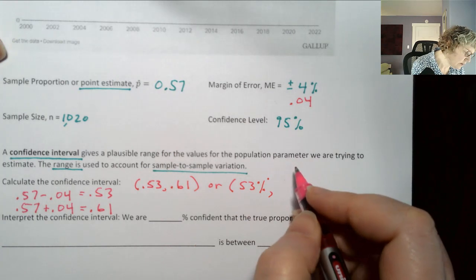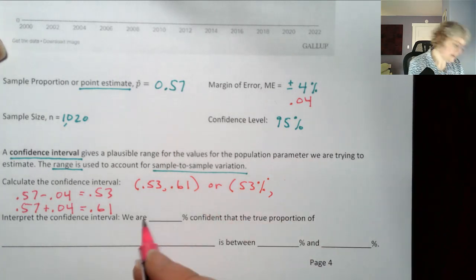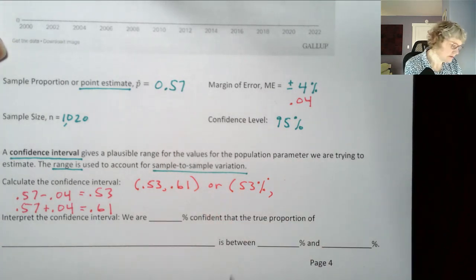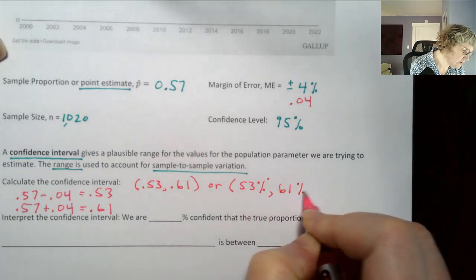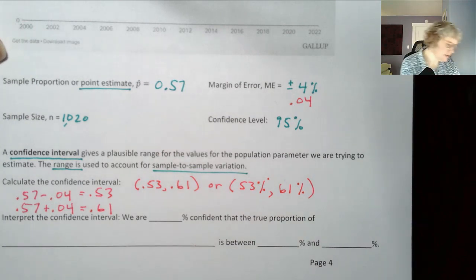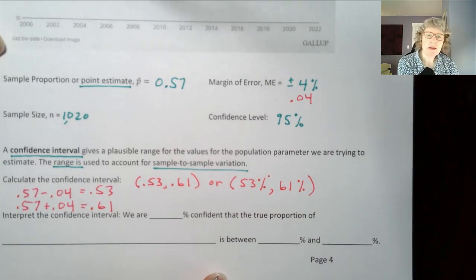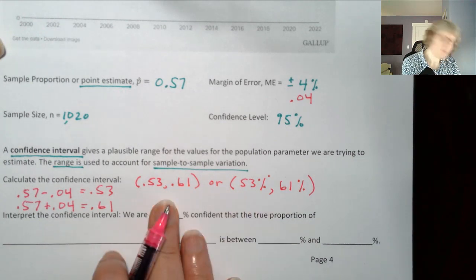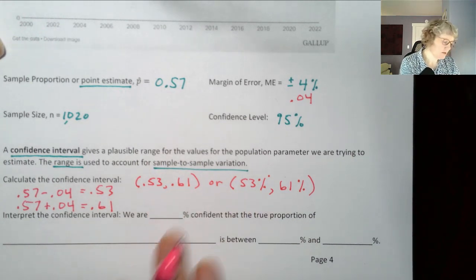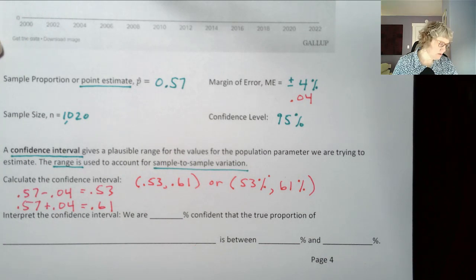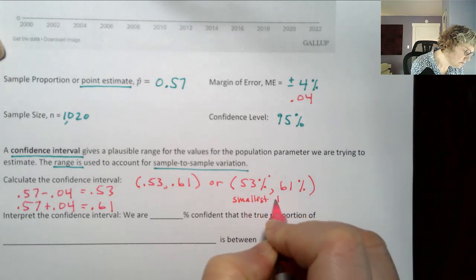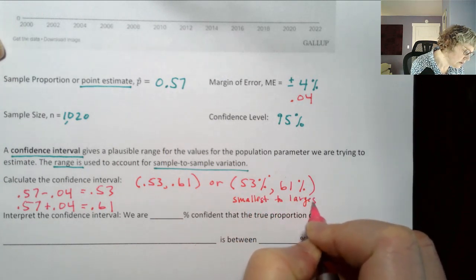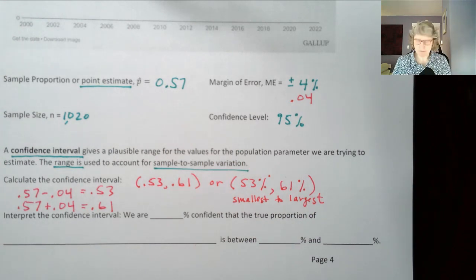We write a comma. We put it as an interval, like you may have seen in algebra or calculus, 53% to 61%. So that is our confidence interval right here. It's written with the parentheses, with the smallest to largest. Always put them in numerical order.